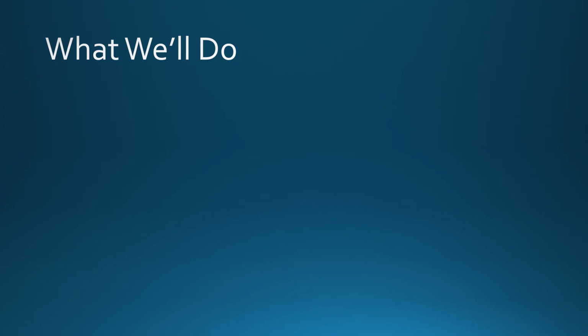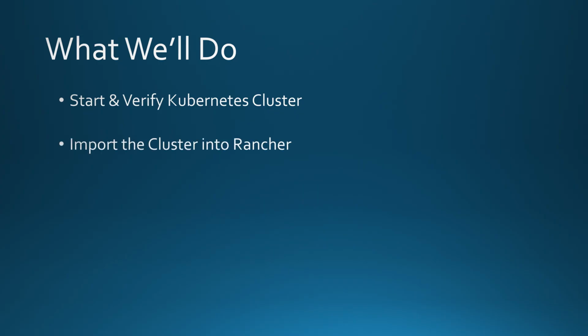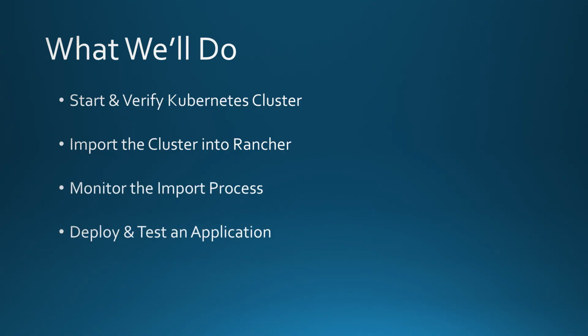Here's what we will do in this video. First, we will start our Minikube cluster and make sure it's running properly. Then, we will import it into Rancher using the Rancher-provided curl command. After that, we will monitor the status in Rancher until the cluster becomes active. And finally, we'll deploy our test application to confirm everything is running as expected.